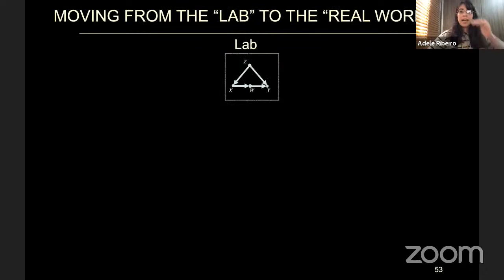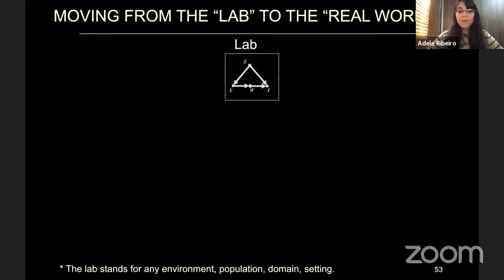I like this analogy here where we have the lab. The lab is a metaphor for any environment, population, domain, or setting. And in the lab, we have this causal diagram describing the lab. The lab is this controlled environment where you have access to conduct experiments. In this case, you can run an experiment to see the effect of X on Y.